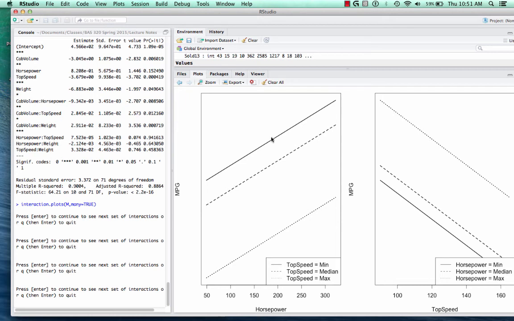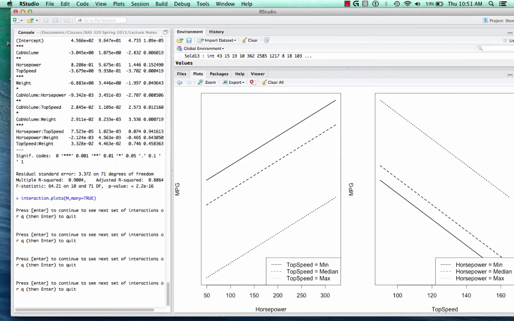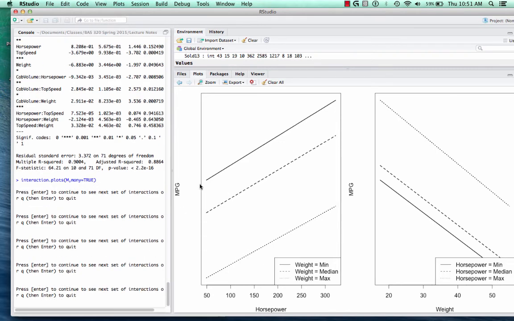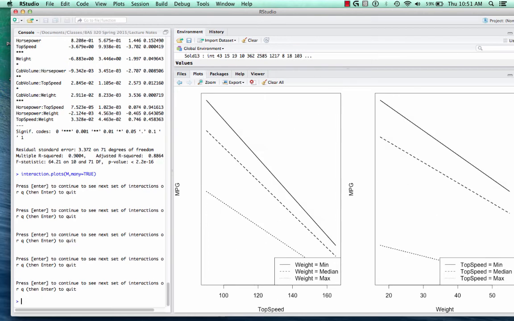I would not suspect an interaction at all between horsepower and top speed because these three lines are all parallel. The effect of horsepower on fuel efficiency looks to be constant in that regard. And same thing, no interaction between weight and horsepower. These three lines are about parallel. And then top speed and weight, I wouldn't really suspect a strong interaction either because the slopes of these three lines are just about the same.